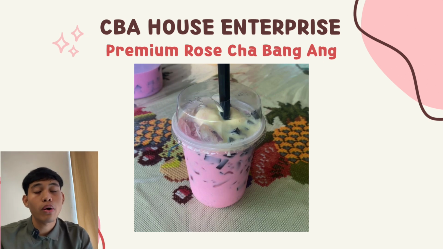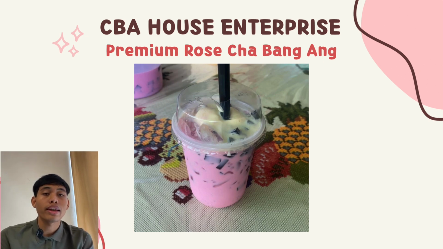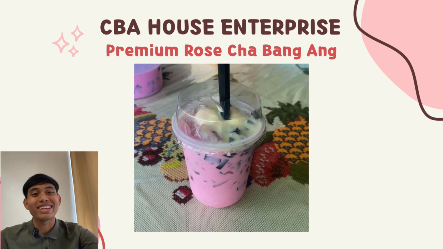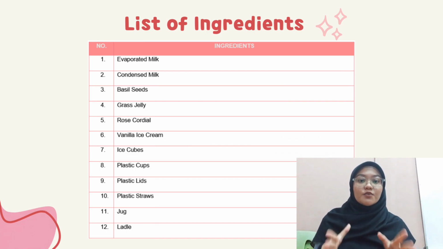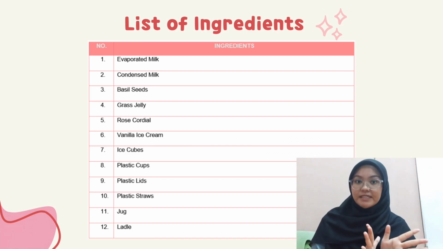Our company name is CBA House Enterprise, and the product we use for our assignment is Premium Roast Cabang Ang. So let's check out the ingredients. Here is the list of ingredients that we need to make the Premium Roast Cabang Ang. We have a total of 12 ingredients that include both direct and indirect materials.